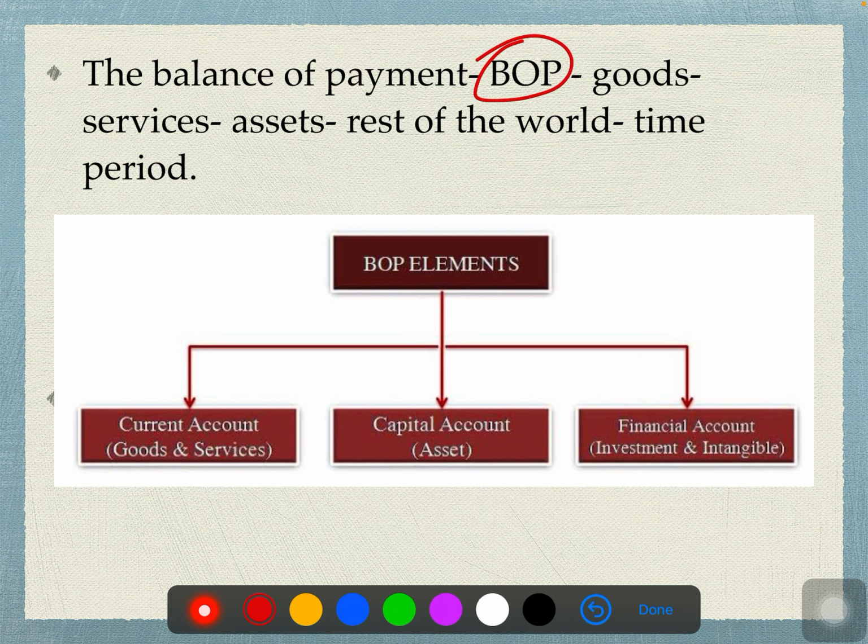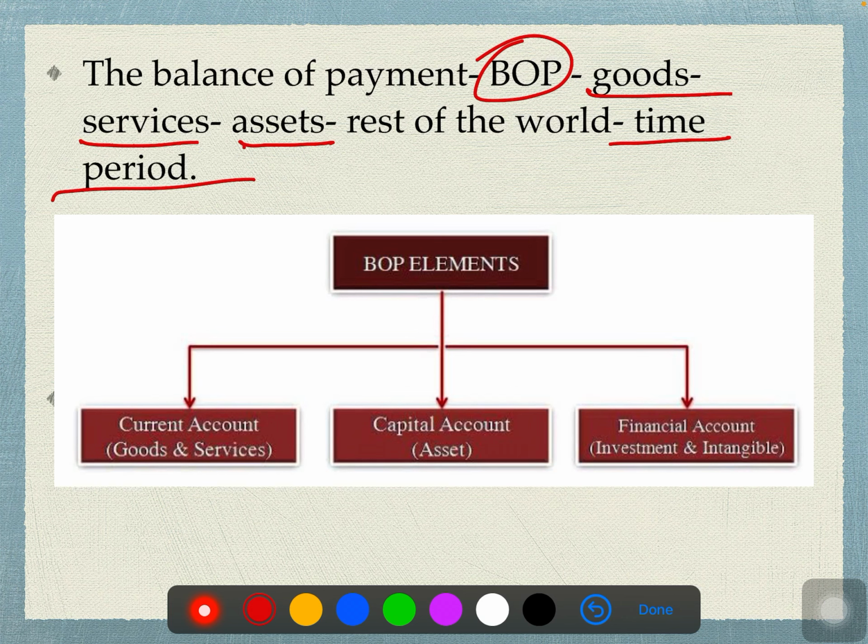Whatever transaction we are doing between countries, it can be about goods, services, or assets. Any kind of transaction you do with any other country will be maintained as a record. It's a complete record of the transactions you're doing with other countries for one time duration, which can be 1 year. Within 1 year, whatever transaction you do with any country will be recorded. That's called balance of payment.